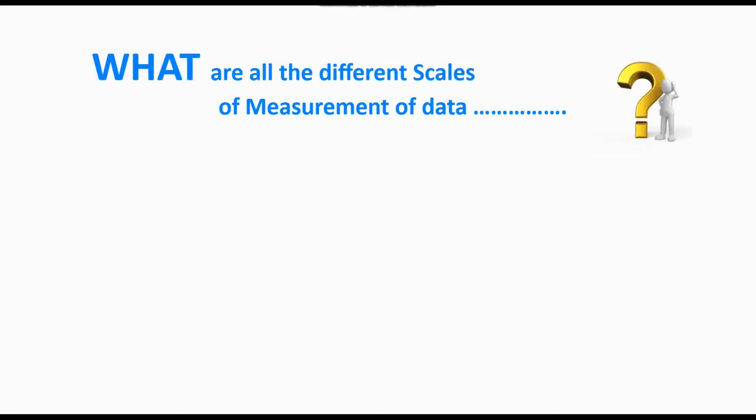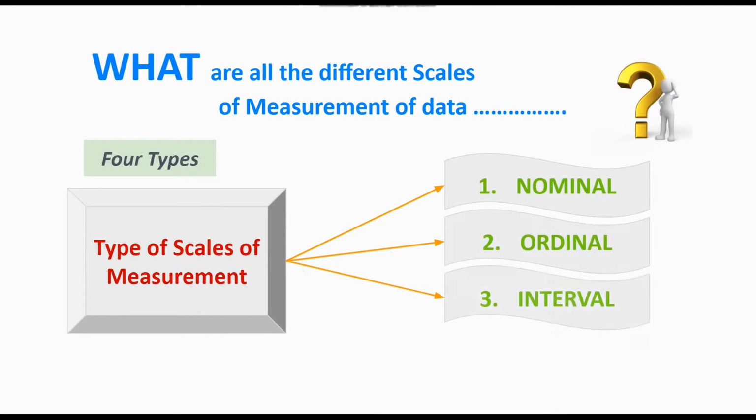Thank you. So first, let's see what are all the different scales for measuring data. We have a total of four types here. The first one is nominal, then ordinal, interval, and the last one is ratio.